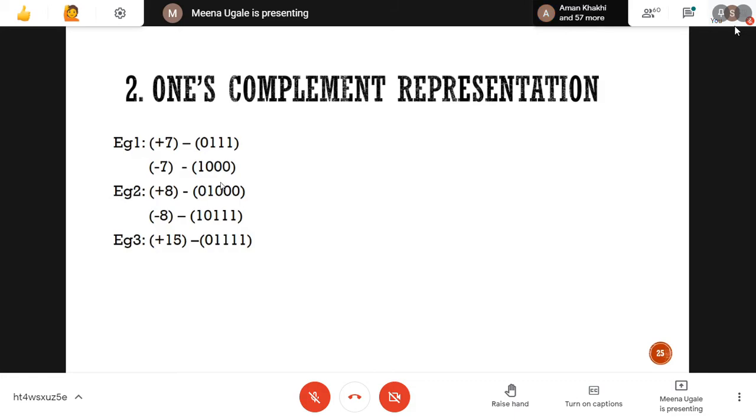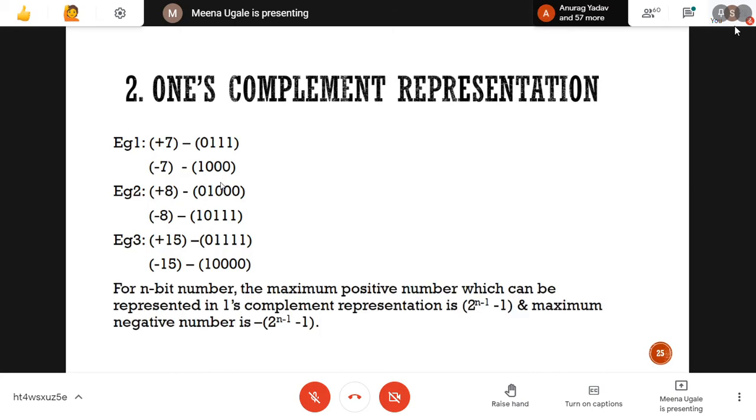+15, -15. See, this line is very important now. For any n-bit number, the maximum positive number is 2 raised to n minus 1, minus 1. The maximum negative number will be minus of the same one. See the two examples here you can observe.